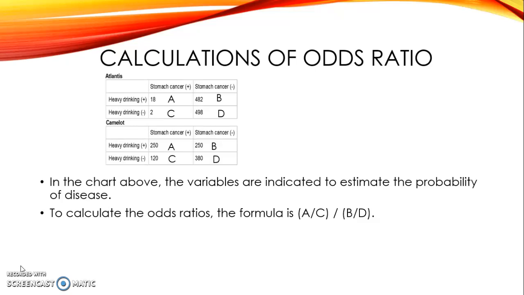So calculating the odds ratio, again the same variables will be used, A, B, C, D, and the formula is A divided by C divided by B divided by D. Again, the variables are represented as so. A represents the disease and exposure, B represents no disease but exposure, C represents the disease and no exposure, and D represents no disease and no exposure.